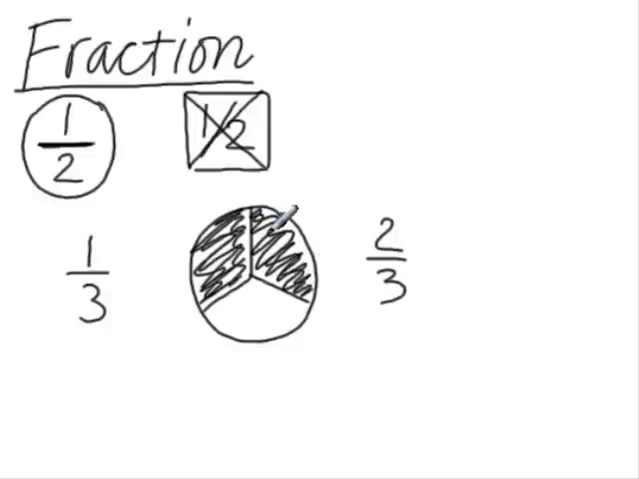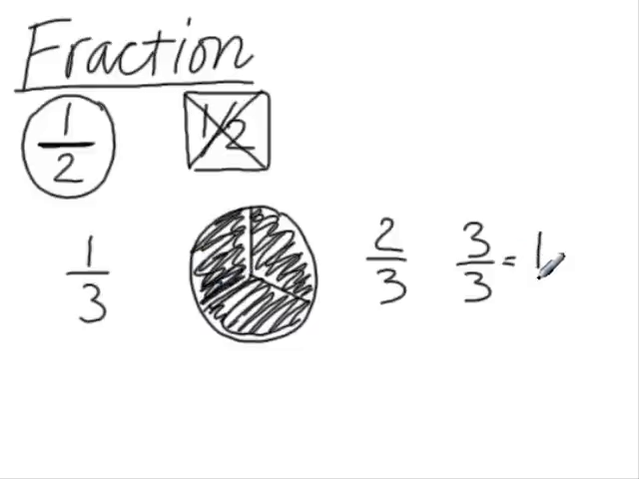2/3. And if we have 3/3, again, the pie is divided into 3 parts or thirds, and we are considering all 3 parts, and that means it's the whole pie. We represent that by the number 1.